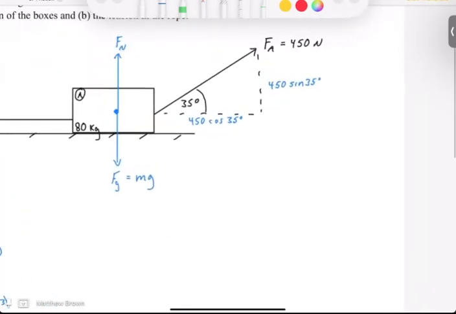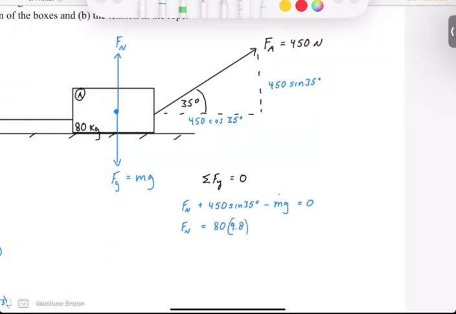So anyway, we can sum the forces in the y direction for this box, which also equals 0. For this, we can say the normal force is up, plus we've got the 450 sine 35 degrees minus mg equals 0. Which means the normal force is going to equal mg, which will be 80 times 9.8.